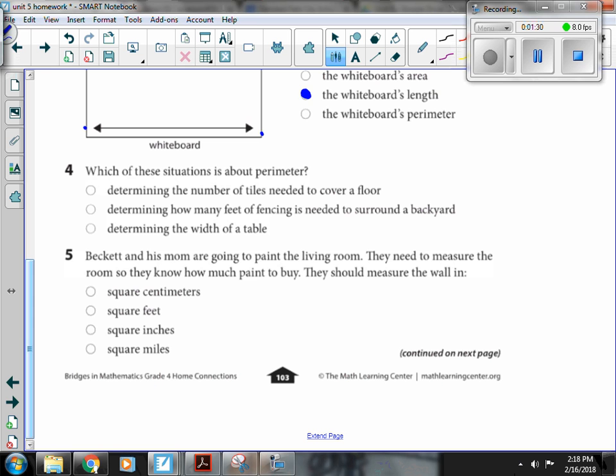Number 4, which of these situations is about perimeter? Determining the number of tiles needed to cover a floor. If I'm covering a floor, that's the area, because I want the inside of the floor. Determine how many feet of fencing is needed to surround a backyard. That is perimeter. And let's make sure that's the best answer. Determining the width of a table, that's just the width.